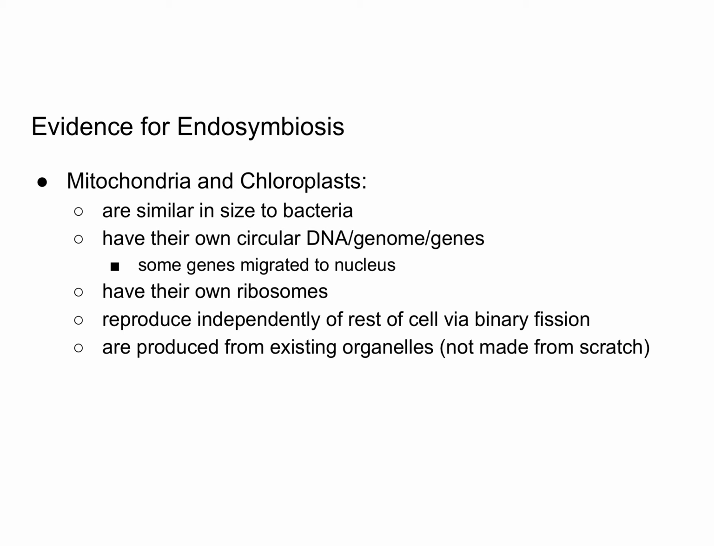So first of all, mitochondria and chloroplasts are similar in size to bacteria. They also have their own circular DNA. Basically, their genome exists in this circular DNA, and they have their own genes. And remember that prokaryotes also have circular chromosomes. The main genome in a eukaryotic cell, so what we find in the nucleus, are going to be those bar-shaped chromosomes, but mitochondria and chloroplasts have the circular chromosomes.